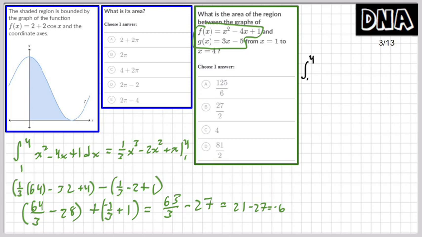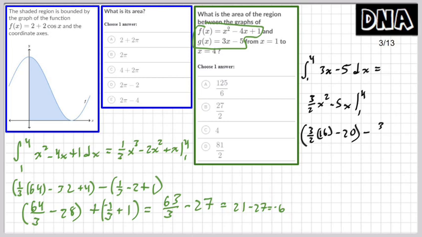1 to 4. Now g is 3x minus 5 dx. The antiderivative of that is 3 over 2 x to the second power minus 5x. Then I'm going to plug in 4, then 1. When I plug in 4, I get 16 times 3 over 2 minus 20. And then I plug in 1, I get 3 over 2 minus 5. Don't forget your parentheses. The 2 cancels out with the 16. It becomes 8. 3 times 8 is 24. I have to subtract 20. I get 4.